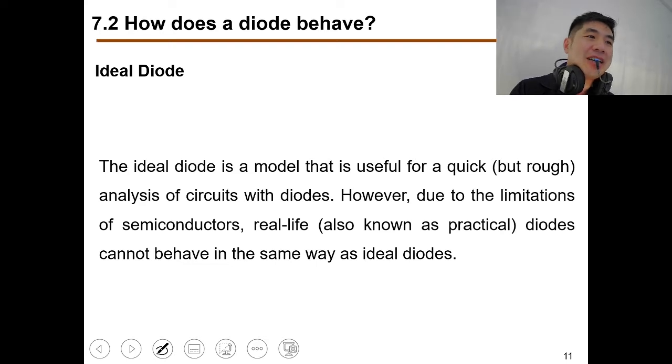So this is what I said just now, for quick rough estimate only. Normally the ideal diode won't come out for the exam. Sometimes it will come out, but most of the time, if it comes out, it's only in Section A, a 1 or 2 mark question for quick analysis. Once they give you the forward voltage, you must not assume ideal diode. Understand? This is very important. Once the forward voltage is given in the question, it is not an ideal diode anymore. So you must take note of this. If you need, replay the video again.